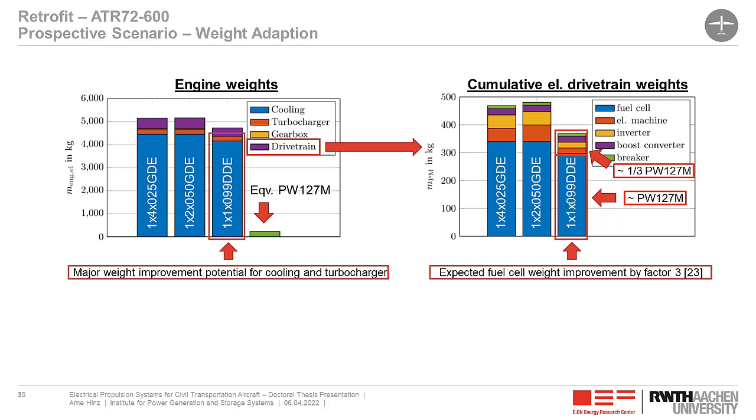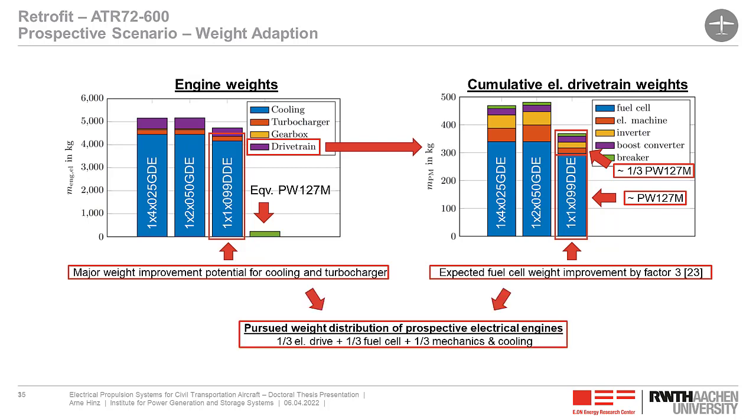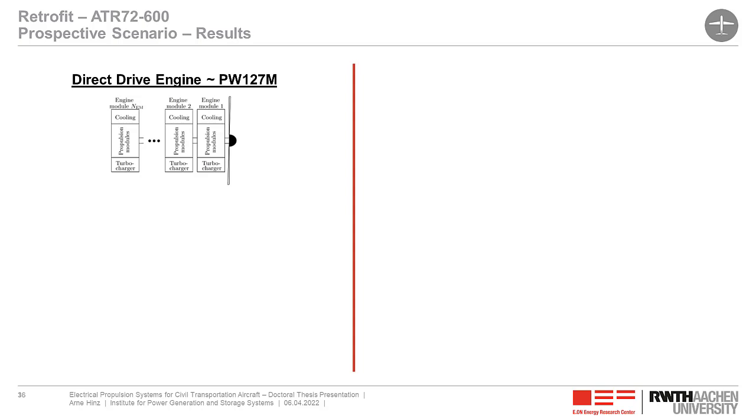Further, we can expect that we can significantly improve the weight of the cooling and turbocharger systems, as we saw that the cooling system design for the baseline engines is rather poor, and the turbocharger has some shortcomings from the baseline model. So this put together results in a pursued weight distribution of 1/3 for the electrical drive, 1/3 of the weight for the fuel cell, and the remaining third for mechanics and cooling. With this, we can determine the improvement factors to achieve a direct drive engine with a similar weight as a turboprop engine.